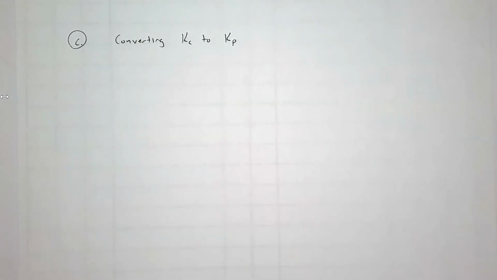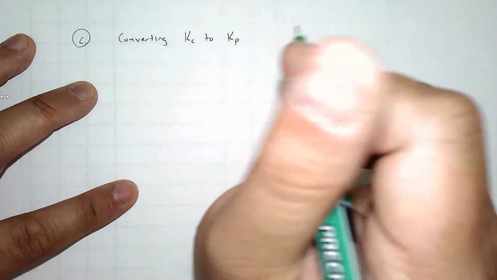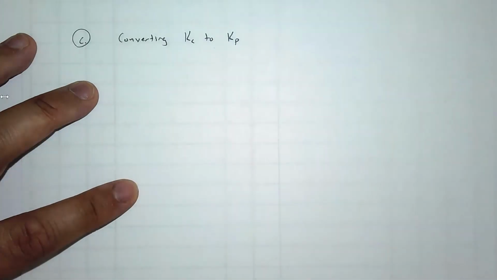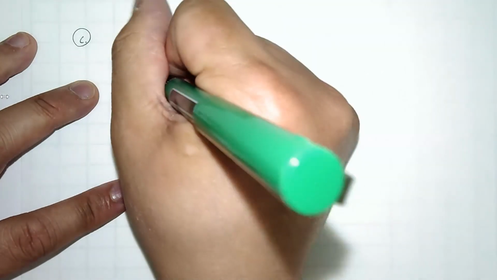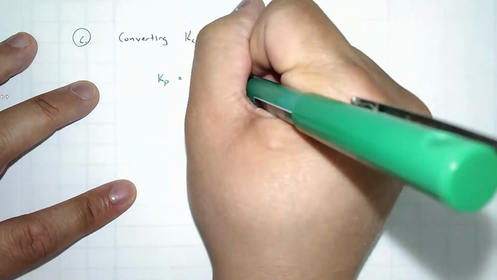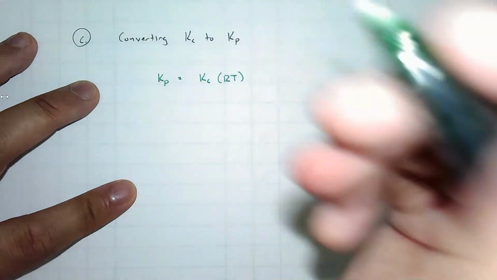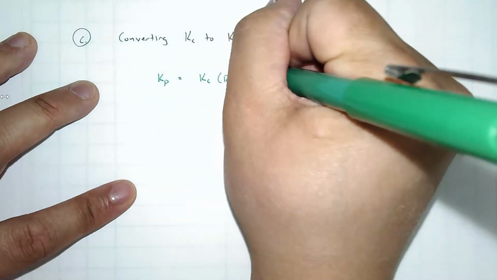Either you rearrange the equation. I actually like to plug in the numbers and then simplify. I don't normally like to rearrange variables. I like to plug in numbers as quickly as possible. But anyway, I'm not going to show the derivation, but Kp can be calculated if you have a Kc. You're going to multiply by RT raised to the power of delta n.